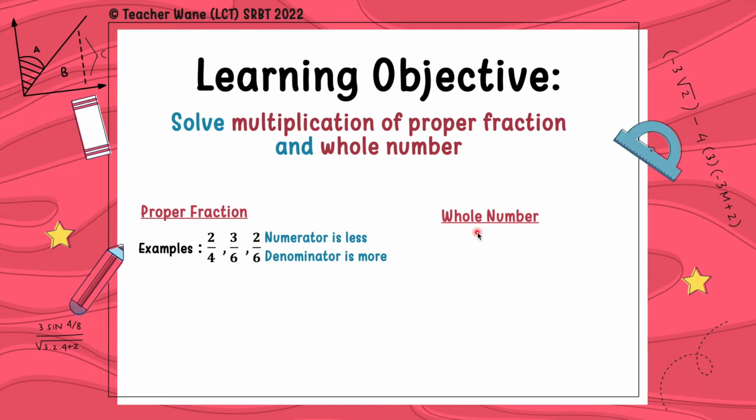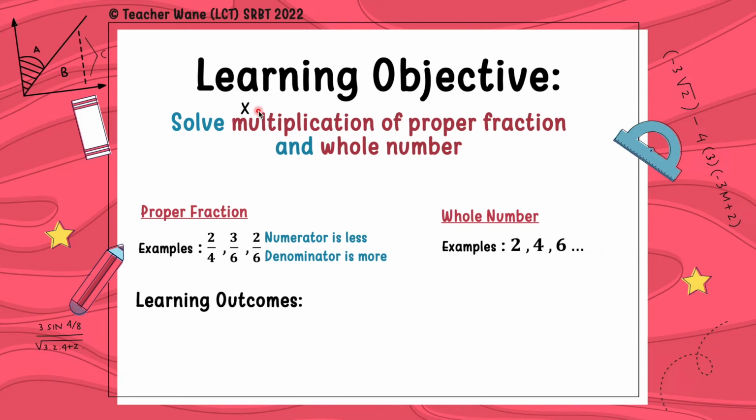So what is a whole number? Some examples of whole numbers are just a number, for example 2, 4, 6, or 8, or 100, 7, and so on. Okay? So we know that the symbol for multiplication is as shown here.